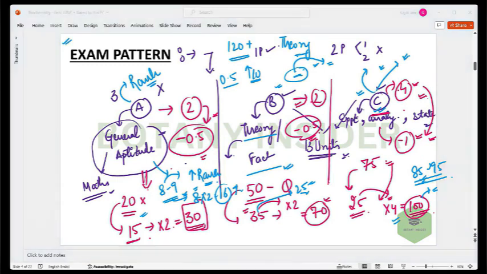Take a minute, get all these things clear in your head. If it is clear, then we'll proceed further. Otherwise, if you have any doubt in any of the parts, you can ask. Then I'll proceed to the other segments. Let's proceed further now.